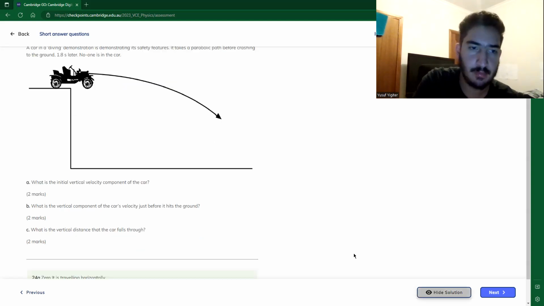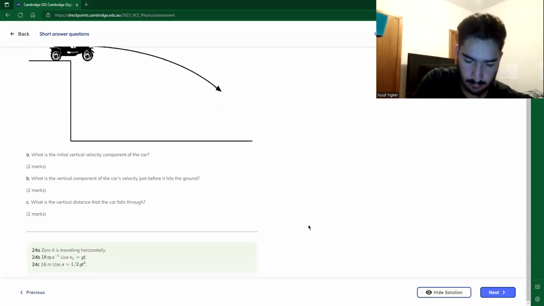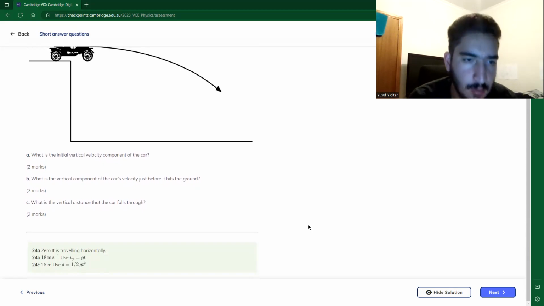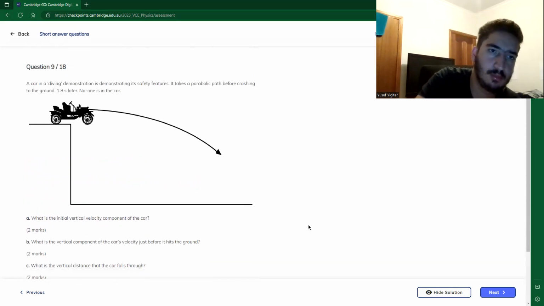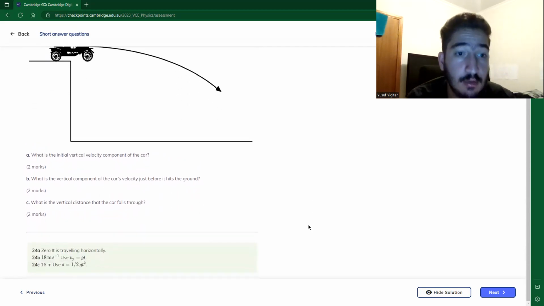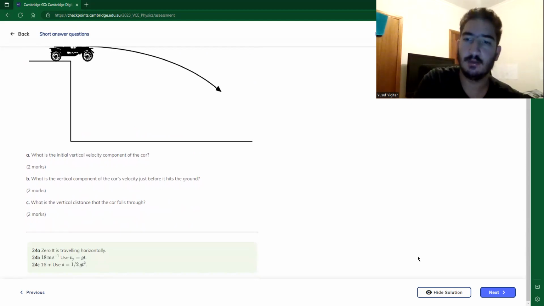Now let's see. Okay, so they do it in no decimal places. Okay. So 24A. Wait, what is 24? Question 9. Anyways, question A. 0, it is traveling horizontally. Yeah, that's probably better to say. 18 meters per second. I got 17.64, rounded to the nearest whole number, 18, yes. And 16 meters. Yes, that is correct. Good job, guys. You are doing amazing.